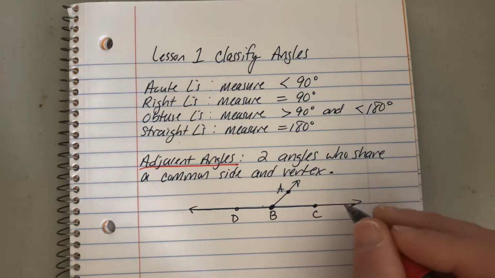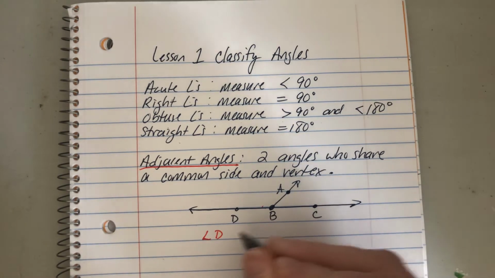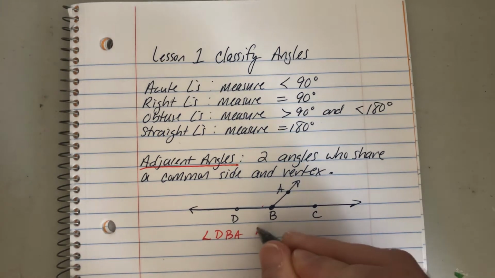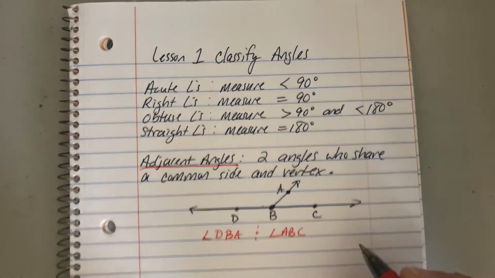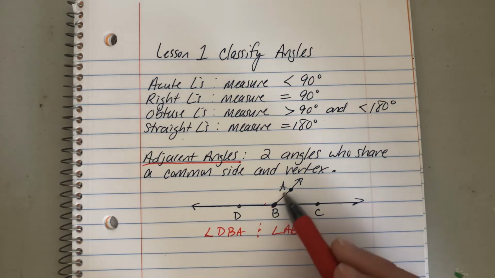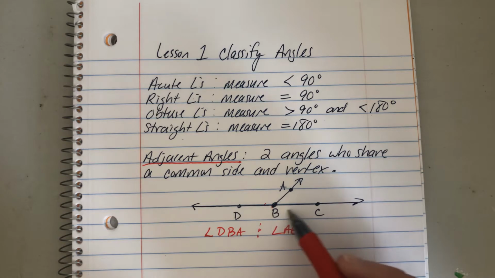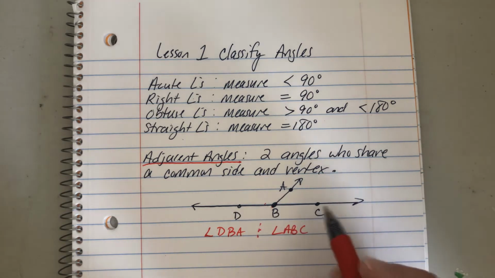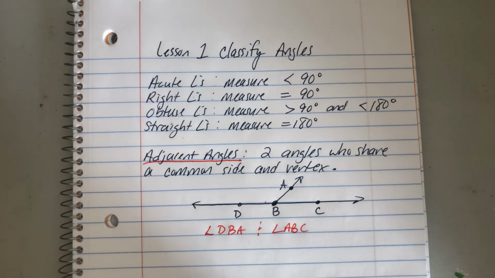So the angles that are adjacent in this picture are angle DBA and angle ABC. They are adjacent because they have a common vertex. Point B is the vertex. This is the common side, which is ray BA. And then obviously the straight angle goes through both. So those are adjacent angles.